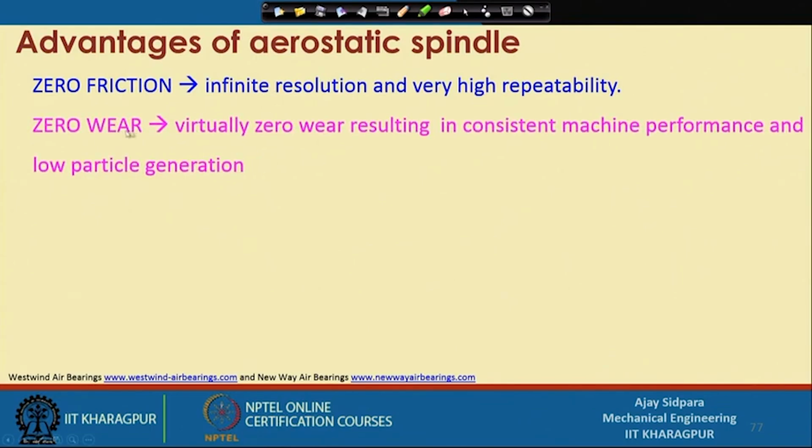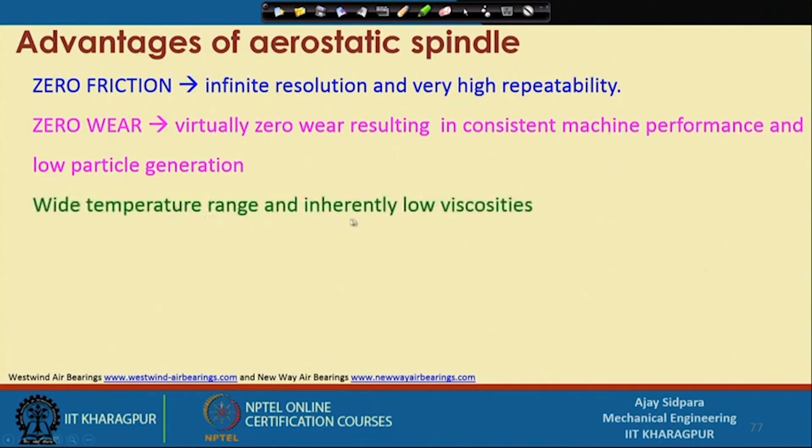Zero wear is a very big advantage: virtually zero wear, resulting in consistent machine performance and low particle generation. Because whenever there is physical contact, you always get wear of one of the surfaces, which is small or very soft compared to the other surface, and those particles will further accelerate the wear of the surfaces, and then you get inconsistent machine performance. But virtually zero wear is present here, so you are not getting a variation in the machine performance, and that is the advantage.